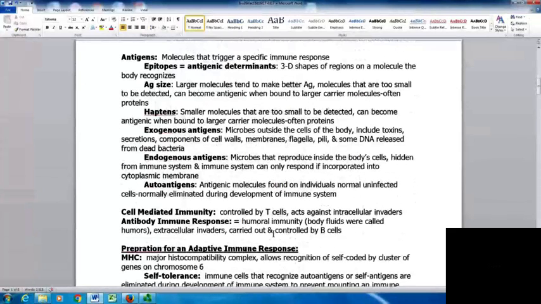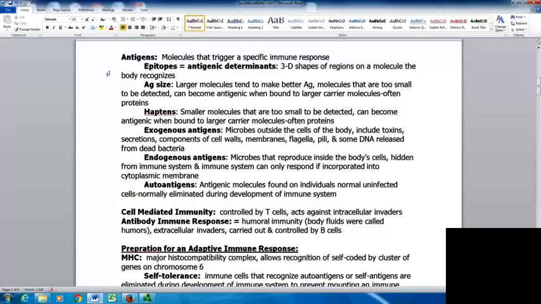Antigens are going to be molecules that trigger a specific immune response. This actually means generates antibody. The epitopes are your antigenic determinants. It's the three-dimensional shape of the regions on the molecule that the body recognizes. When it comes to antigen size, larger molecules tend to make better antigens.